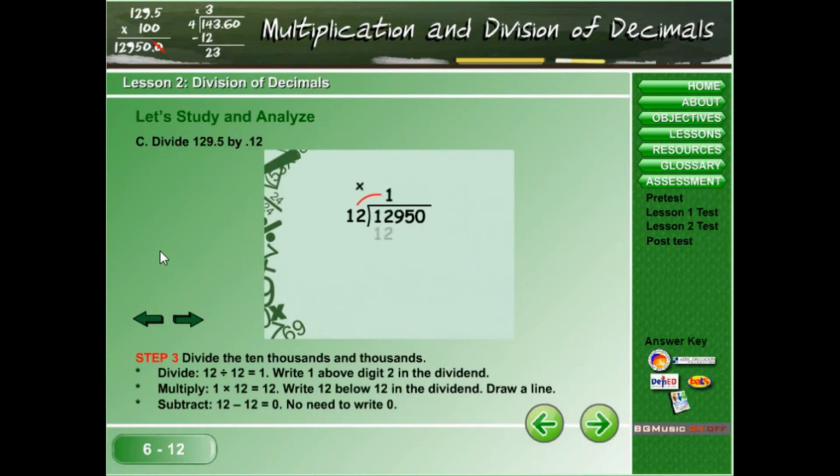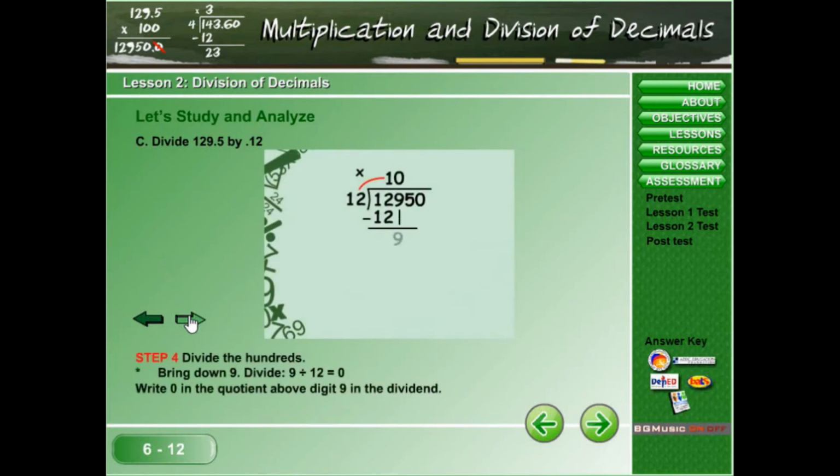Divide 12 divided by 12 equals 1. Write 1 above digit 2 in the dividend. Multiply. 1 times 12 equals 12. Write 12 below 12 in the dividend. Draw a line. Subtract. 12 minus 12 equals 0. No need to write 0. Step 4. Divide the hundreds. Bring down 9. Divide 9 divided by 12 is not possible using this method. Write 0 in the quotient above digit 9 in the dividend.